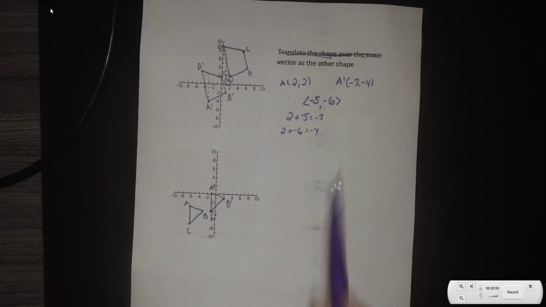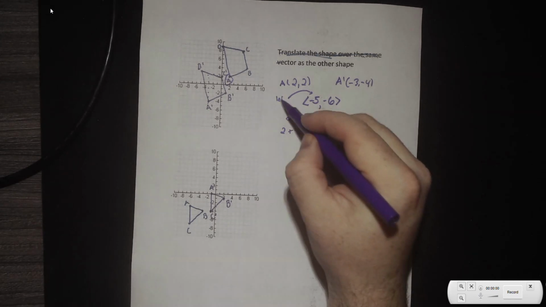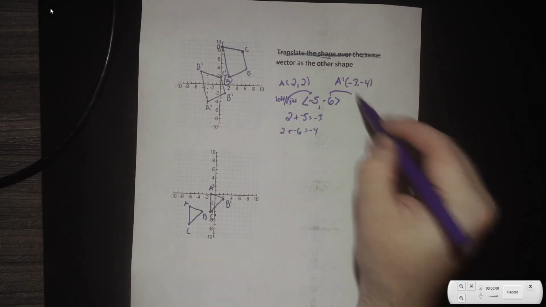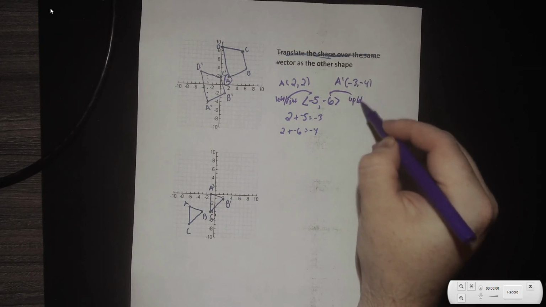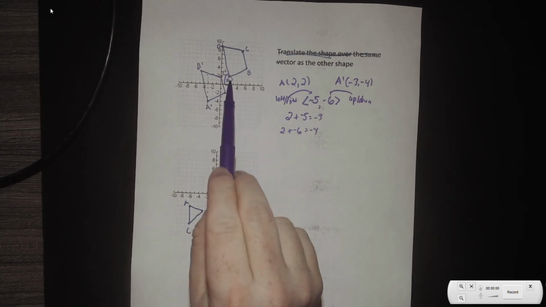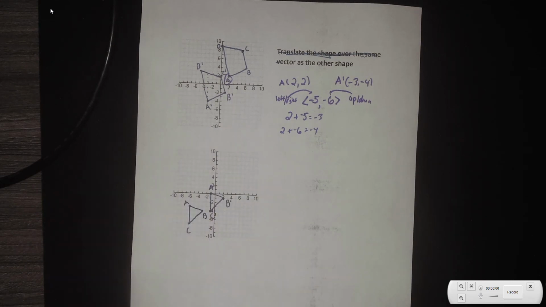You've got to remember that the x controls the left and right. And you've got to remember the y controls the up and down. Negative would go down, positive would go up. And you also have to make sure you realize that, again, like I mentioned in the last video, A is the pre-image, A prime is the image. So you want to make sure that you look at that as well.